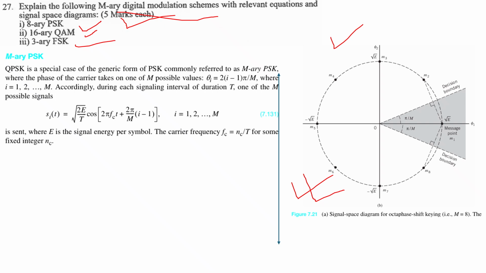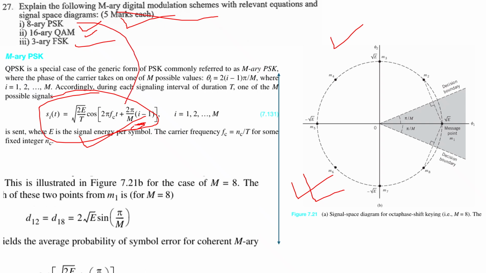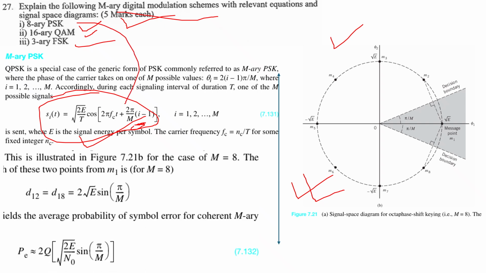So first of all, write down the equation for your message signal, that is s_i(t). This is a very general one, and put the value of i in order to write the different signals. Since here we are talking about 8-ary, right, we'll have the total M equal to 8. So the distance will be the minimum distance, as in QPSK, and you can also find it.